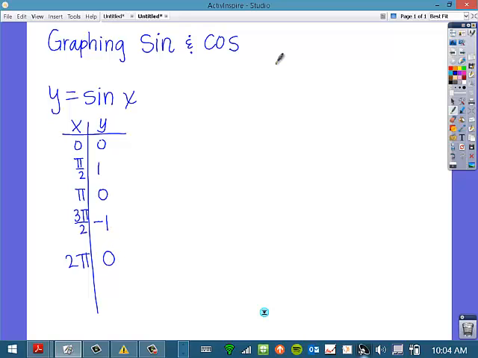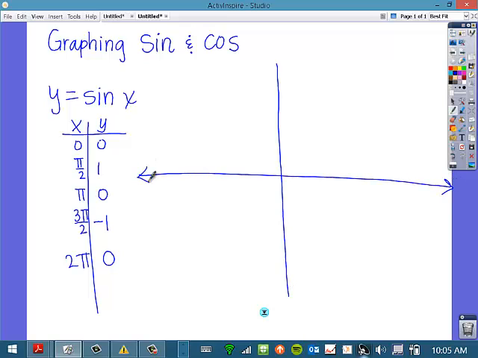So I'm going to set up a coordinate grid. 2 pi, 3 pi over 2, and 2 pi. On my y-axis, here's positive 1, and here's negative 1. So sine of 0 is 0, so I start at the origin. Sine of pi over 2 is 1. Sine of pi is 0. Sine of 3 pi over 2 is negative 1. And sine of 2 pi is 0.